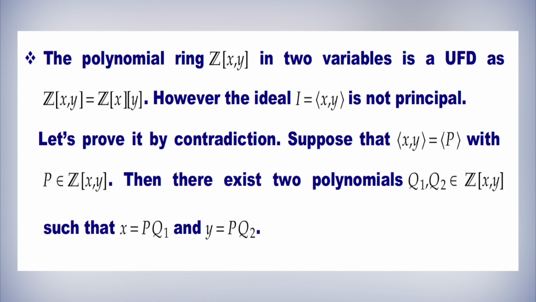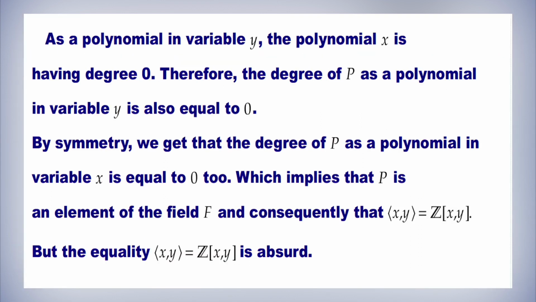then there exist 2 polynomials q1 and q2 belonging to Z[x, y] such that x is equal to p times q1 and y is equal to p times q2. As a polynomial in variable y, the polynomial x has degree 0. Therefore, the degree of p as a polynomial in variable y is also equal to 0. By symmetry, we get that the degree of p as a polynomial in variable x is equal to 0 also, which implies that p is an element of the field F and consequently that the ideal generated by x, y is equal to Z[x, y].